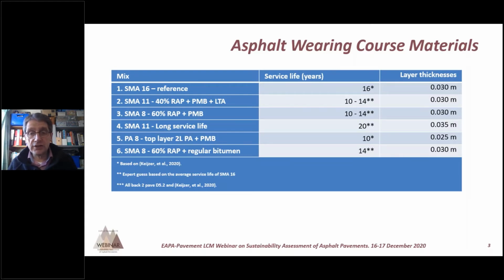Either just a central estimate, or for mixtures 2 and 3, as you can see there, where we had a bit more confidence in predicting the service life, a potential range of service lives. In particular, mixture 4 is one designed specifically to have a very long service life, and that's important. I'll come back to that later.